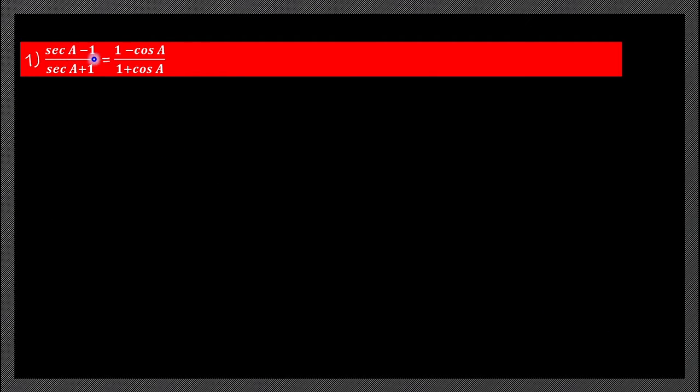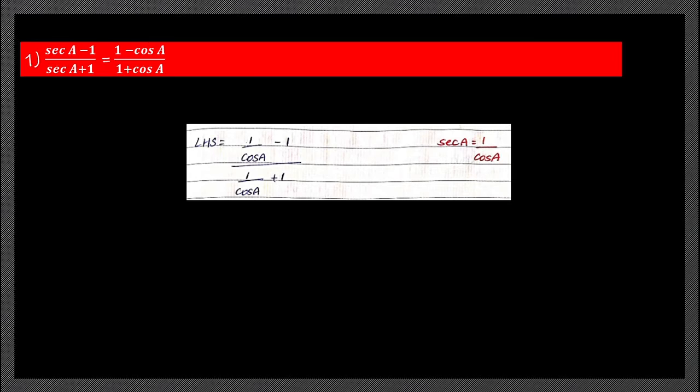Secant a minus 1 divided by secant a plus 1 equals 1 minus cos a divided by 1 plus cos a. As I have given a tip, start from the complicated side. Here we feel LHS is complicated because there is secant over here. Secant can be expressed in terms of cos because secant a equals 1 by cos a. Let's express secant as cos over here. Upon expressing, we'll get 1 by cos a minus 1, divided by 1 by cos a plus 1.